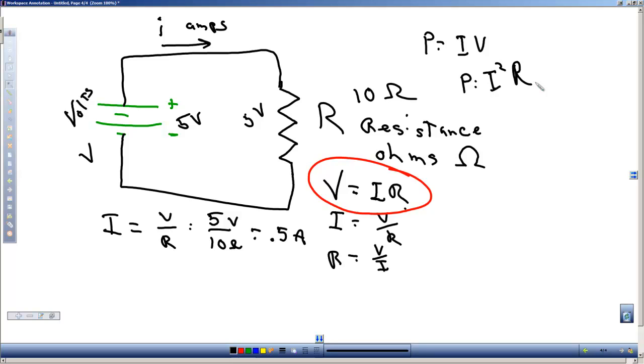In this case, since we know the current and the voltage, we found the current as 0.5 amps, the voltage was 5 volts, we would take the 0.5 and multiply it by 5, and that would give us 2.5 watts, and power, its unit is a watt.